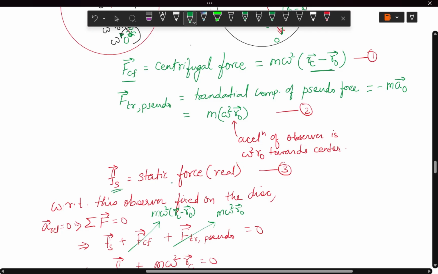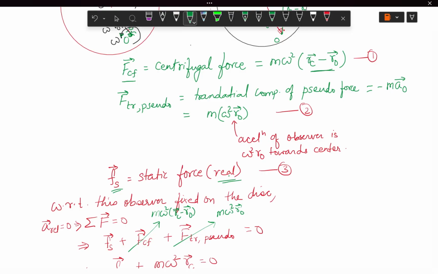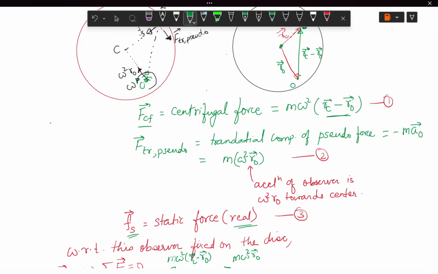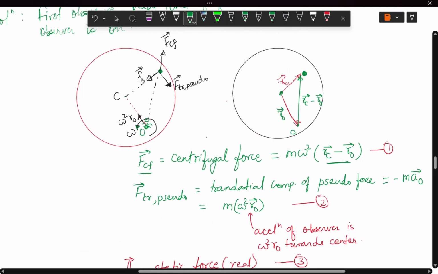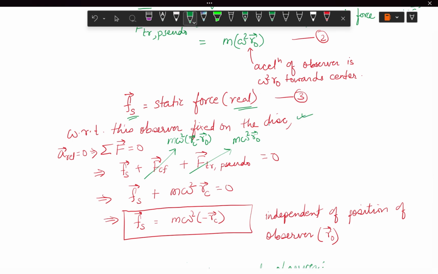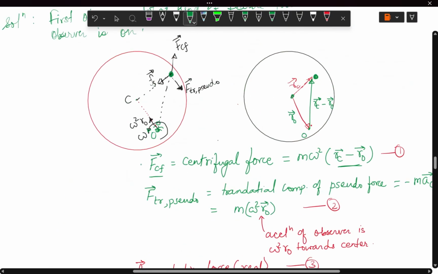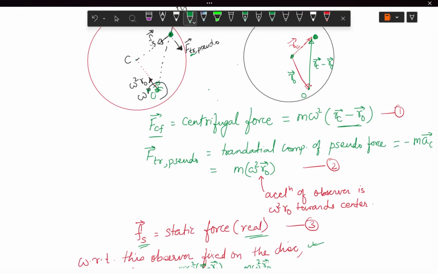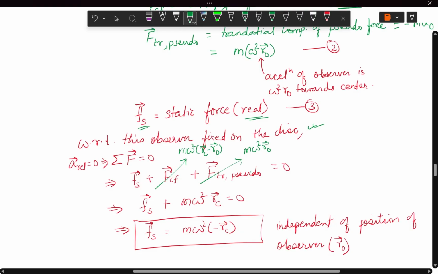And Fs vector is the static friction, which is the real force. Note that the Euler component will be 0 because alpha vector is 0. No Coriolis will be there because this observer will see the coin all the time at rest, so V rotational will be 0. So with respect to this observer fixed on the disk, he will see no acceleration because he sees the coin at rest all the time. A relative is 0, which means net force must be 0. The forces he sees are Fs, F centrifugal, and the translational component of the pseudo force. All these three forces sum to 0.